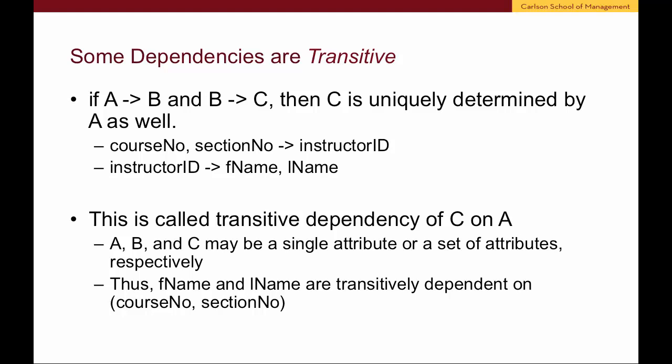Some dependencies are transitive dependencies. In other words, if A determines B and B determines C, then that also means that C is determined by A as well. And so in our previous example, we have the first functional dependency, course number and section number determine instructor, and instructor determines first name and last name. And so therefore, course number and section number also determine the first name and last name of the instructor. And this is called a transitive dependency, named after the transitive property of arithmetic that you probably learned in elementary school.